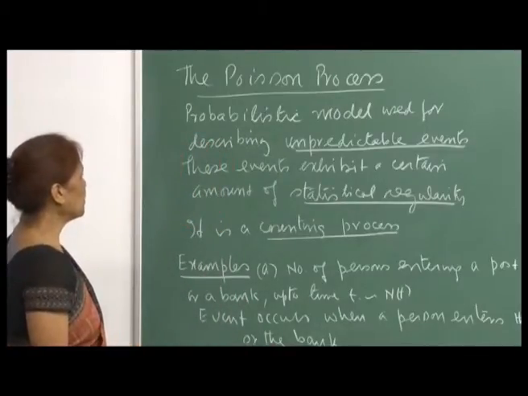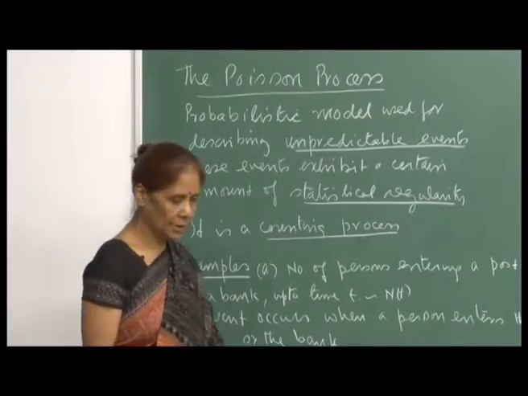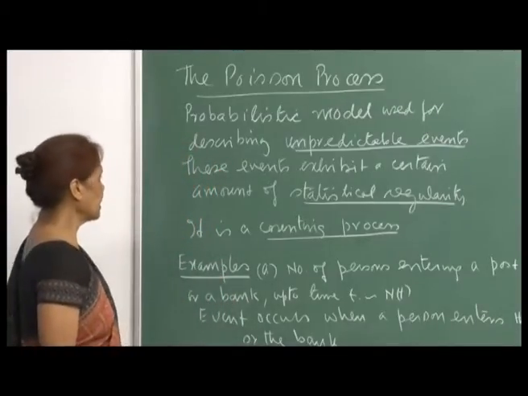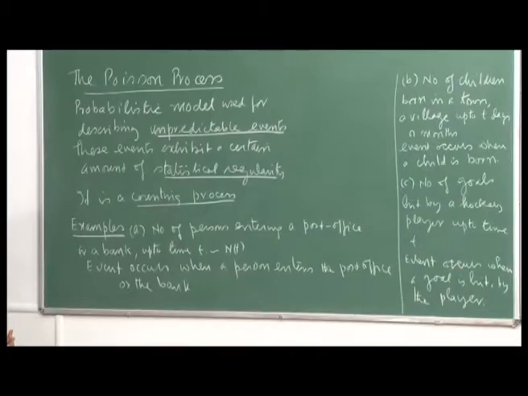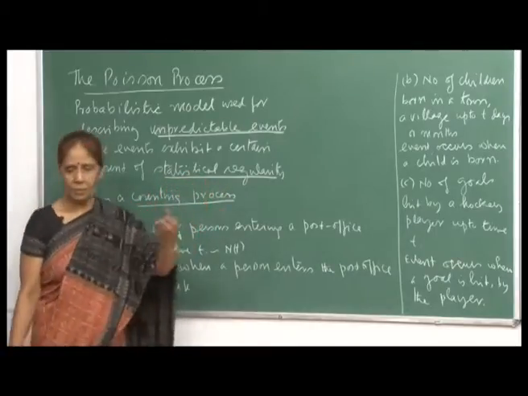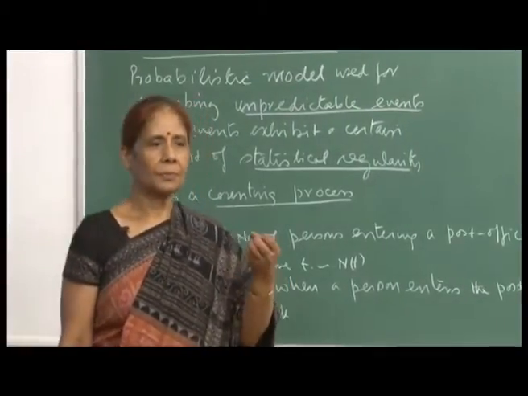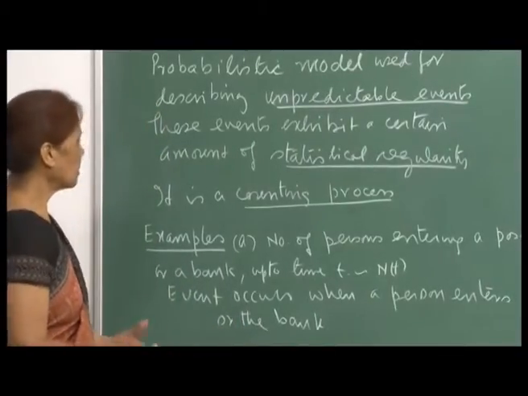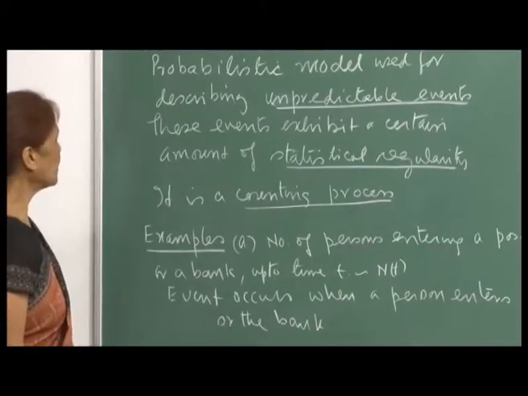So, the Poisson process is a probabilistic model, and certainly when you model a situation, there are certain rules. The idea here is that you are modeling a situation where the events exhibit a certain amount of statistical regularity, which means you can approximate the occurrences by a probability density function.